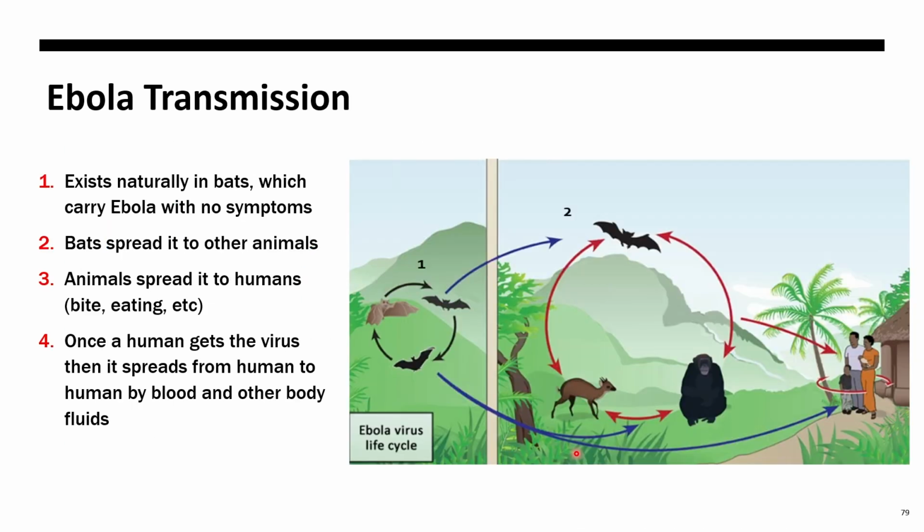So how does Ebola transmit? The Ebola viruses naturally exist in bats, but the bats do not show the disease. The bats spread the disease to other animals, and these other animals can spread the disease to humans. How? Maybe these animals bite humans, or maybe humans hunt these animals and eat them. In this way, animals spread the disease to humans. Once a human gets the virus, it can spread to another person by blood or other body fluids.